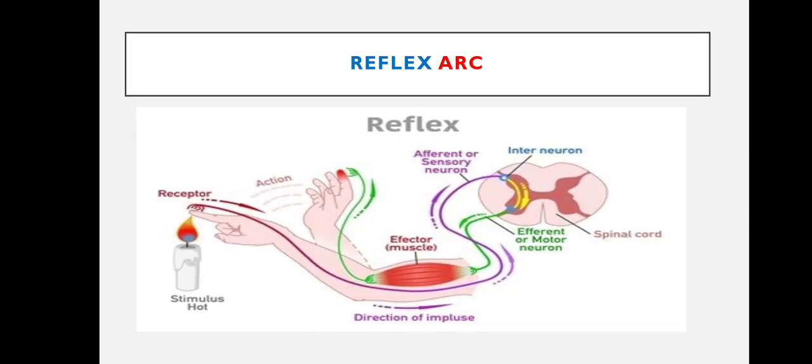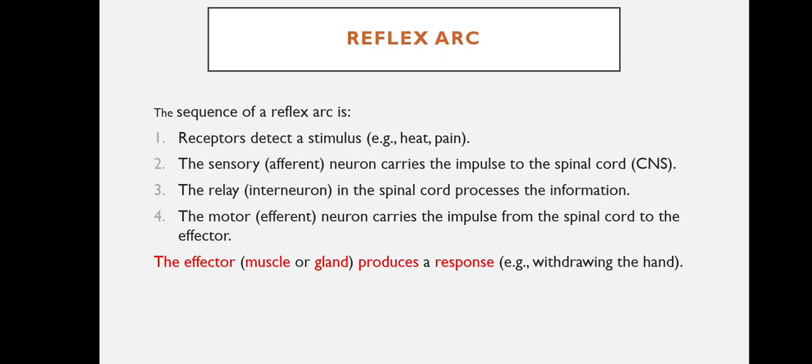The reflex arc we are looking at is the sequence of a reflex. How does it happen? The receptor detects the stimulus. Let's look at the hand: the nerve ending receptors are located on your hands. After those receptors have detected the stimulus, let's say heat or pain, they have sensed that the hand is in pain. Then the sensory neuron carries the impulse to the spinal cord. The spinal cord is in the central nervous system, which is the brain and the spinal cord. They are just in close proximity.